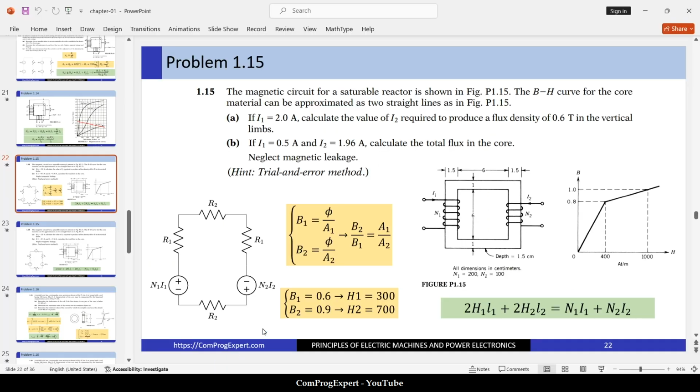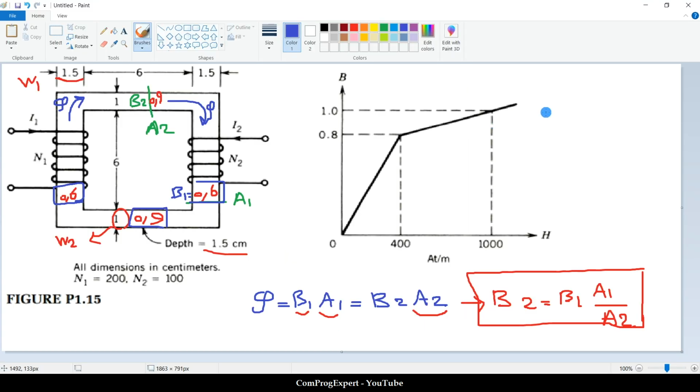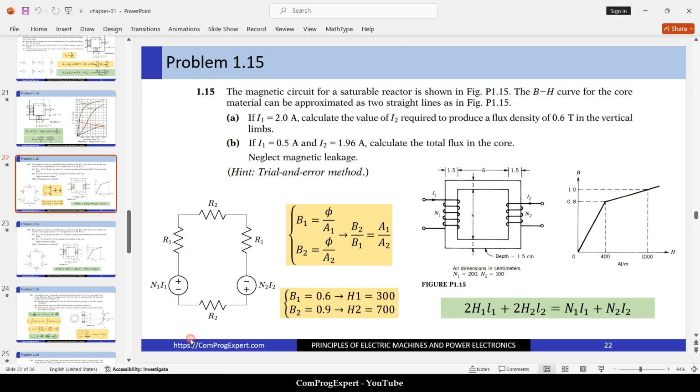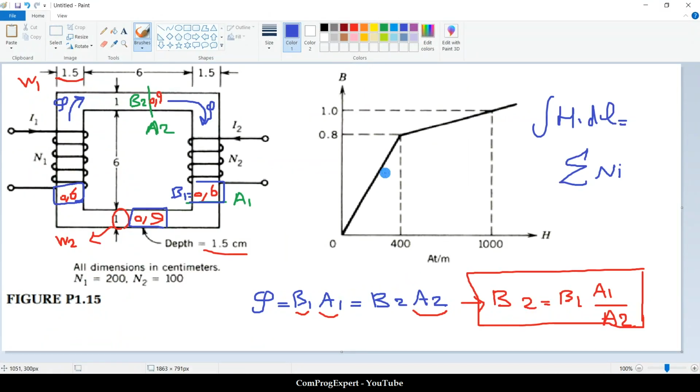How can we calculate the required amount of the current? We can use the equation, right? This equation, integral of H dot dl equal to summation of magnetomotive forces, according to this magnetic equivalent circuit. In this equation, instead of B, we need H. How can we calculate H? Using interpolation, right? You can write the equation of this line and this line and find the value of H for the corresponding values.